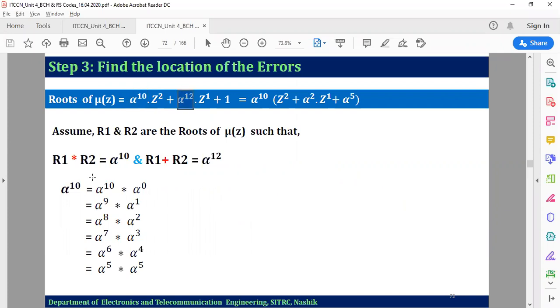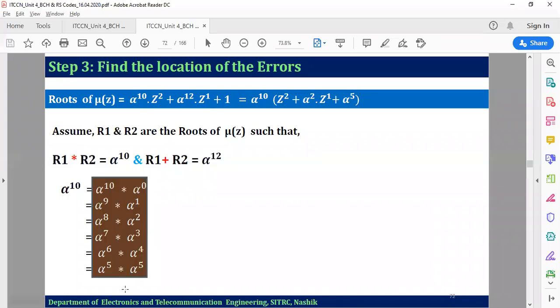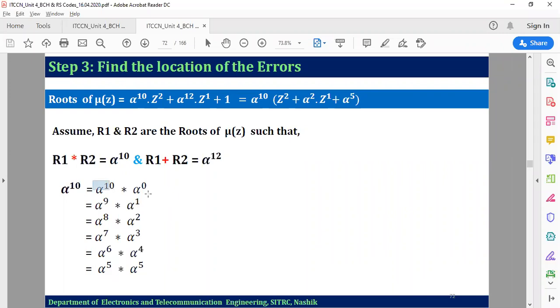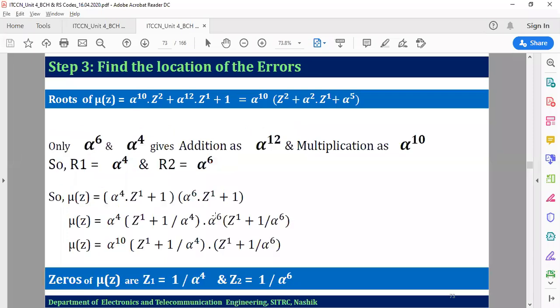So alpha 10 means you can have these pairs of roots for alpha 10. The multiplication, you can take from alpha 10 into alpha 0, alpha 9 into alpha 1, alpha 8 into alpha square, alpha 7, alpha cube, alpha 6, alpha 4, and alpha 5, alpha 5. But you need to find such a pair where the multiplication is alpha 10 and addition is alpha 12. So for this, your pair is alpha 6 and alpha 4.